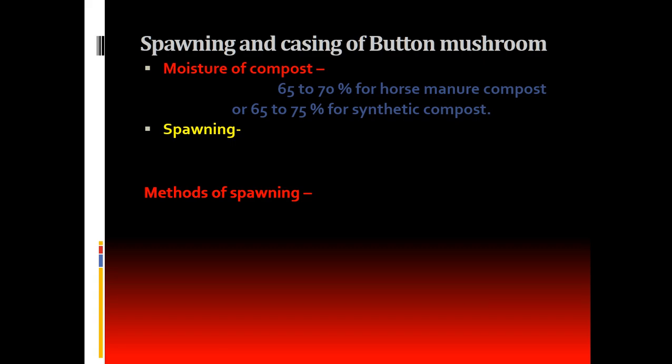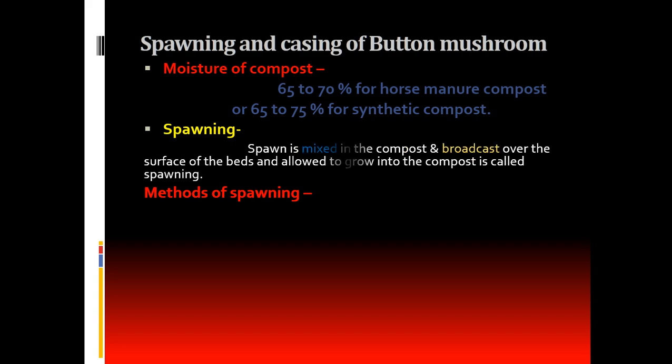Now we can see the spawning. What is meant by spawning? Spawning is mixing into the compost, or broadcasting over the surface of the beds, and allowing it to grow into the compost. Spawning means nothing but the seeds. We do not call them seeds, we call them spawn.